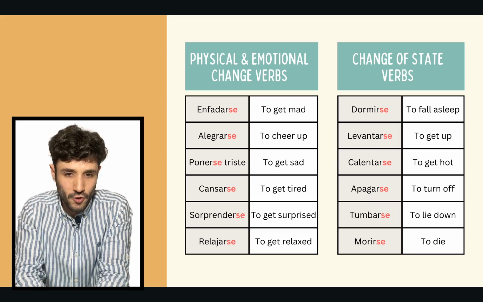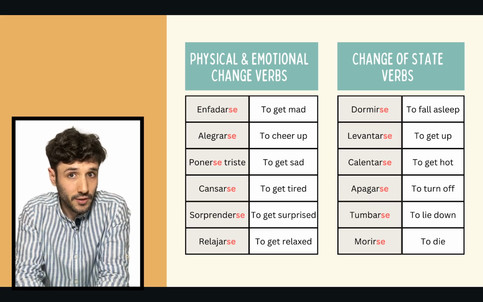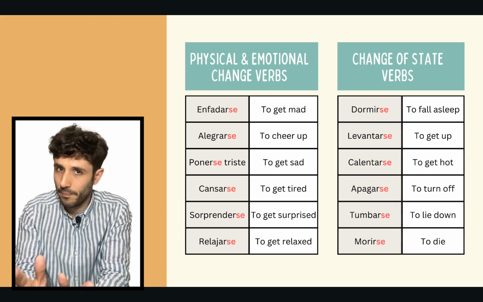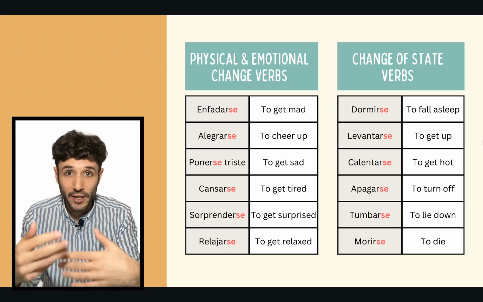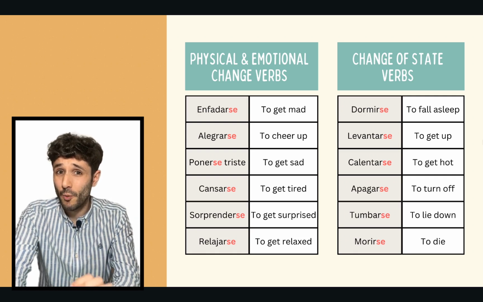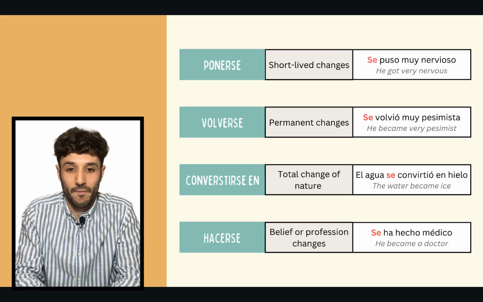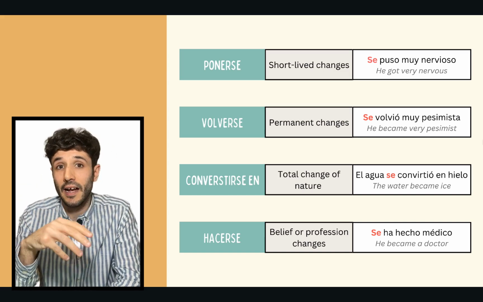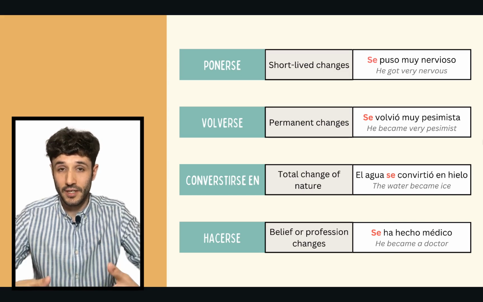Here you have some other examples that you can use in this context. Enfadarse, alegrarse, ponerte triste. Anyway, you can stop the video, try to see how many you know, try to see how many you can learn. They are very common in this level, okay? But especially what is higher than A2 is basically to use verbs like ponerse, volverse, convertirse en, and hacerse to talk about changes of state.